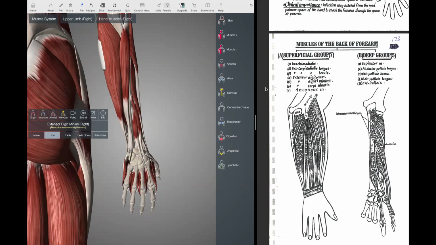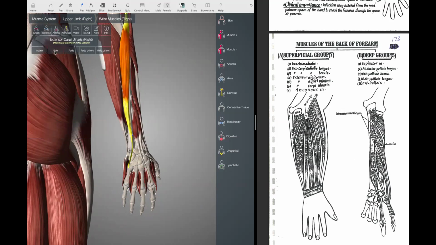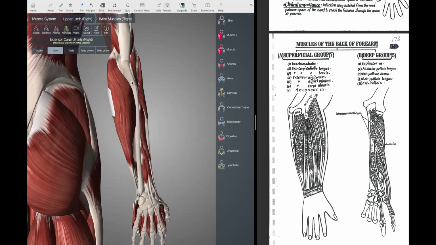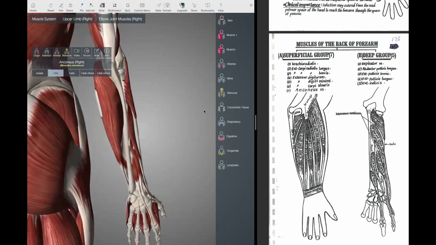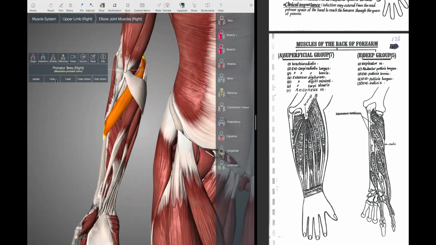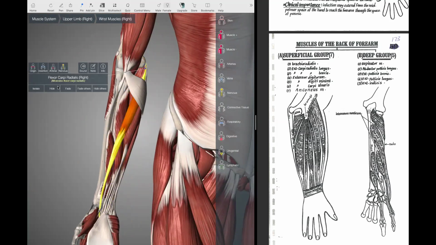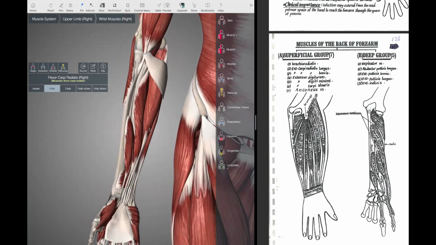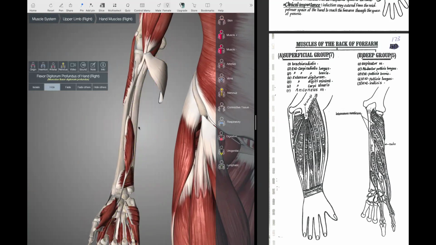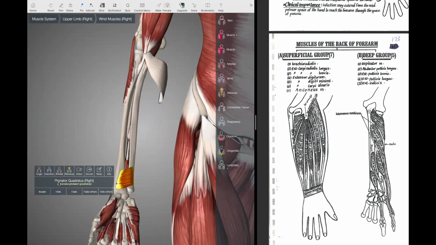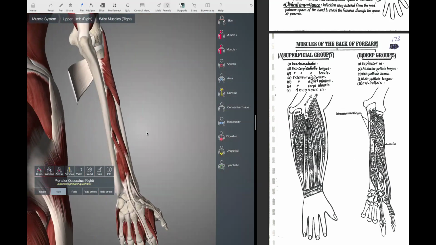Okay. Now extensor carpi ulnaris. Here. Extensor carpi ulnaris. And finally, we have anconeus. Anconeus. Okay? Anconeus. I'm gonna hide the other groups because it can confuse you. Give me a second. Anconeus. Now the deep group, look at them.